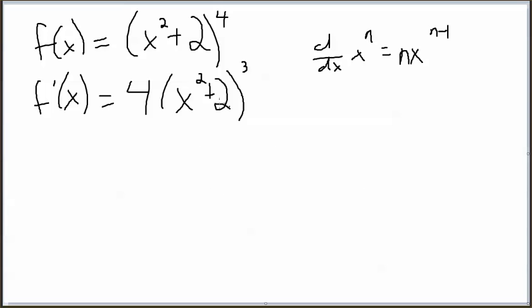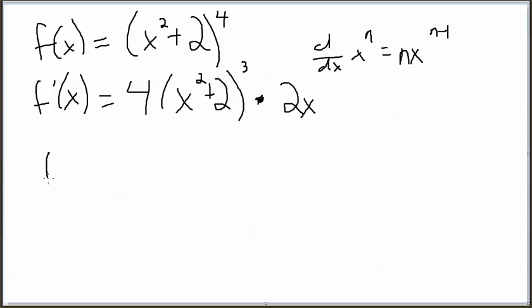Now we're not done though, because we just took the derivative of the outside part. We need the derivative of the inside part, okay, so we multiply by the derivative of the inside part, derivative of x squared is 2x, and you keep going. In this case it's a 2, so the derivative of 2 is 0. So your final answer would be 8x times x squared plus 2 cubed.